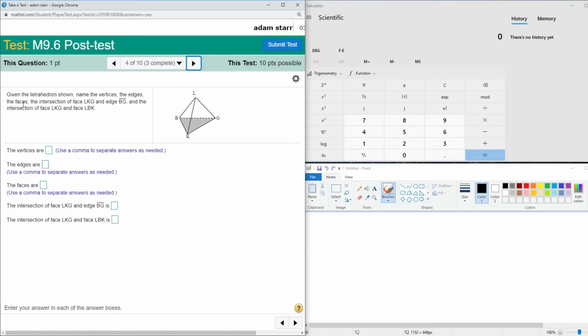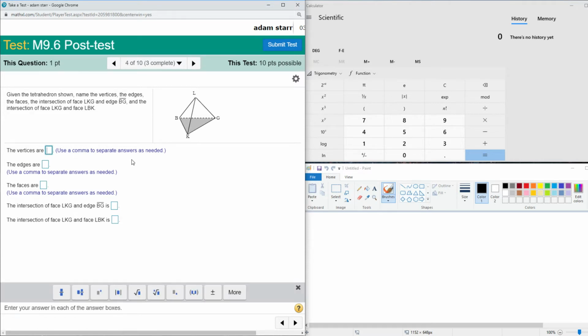This one we have a tetrahedron, and we need to name the vertices, the edges, the faces, and then some intersections. A vertex here is just where two edges meet. Basically it's where these four letters are. So those are my four vertices. It says use a comma to separate, so I'm just typing out my four vertices. I have B, L, G, and K.